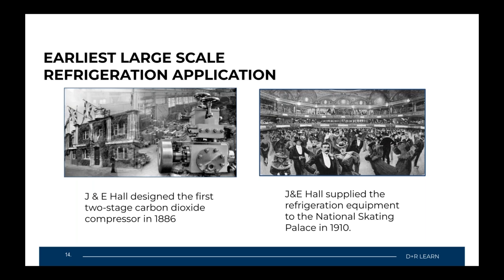So not only was refrigeration created to keep our foods longer and have them stored for a greater deal of time, we started utilizing refrigeration processes for community entertainment. J&E Hall supplied the first refrigeration equipment to the National Skating Palace back in 1910. So at the time of using the vapor compression cycle to remove heat from areas where we needed to keep cool for food to be stored, we started thinking further into what more we can use refrigeration processes for. And we started putting it into the community and utilizing refrigeration for community entertainment.